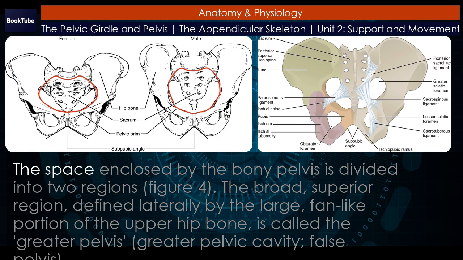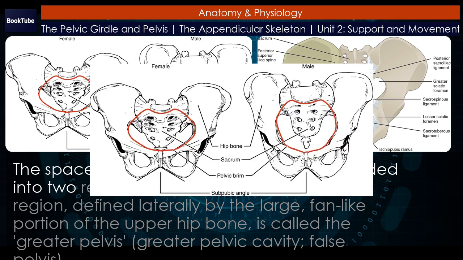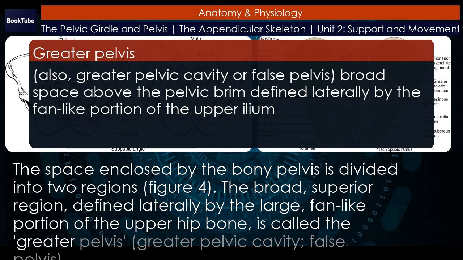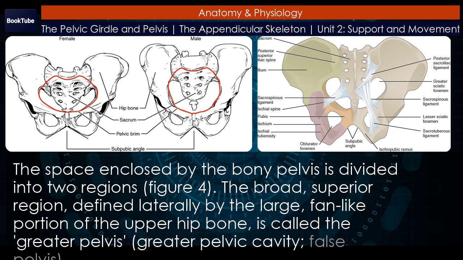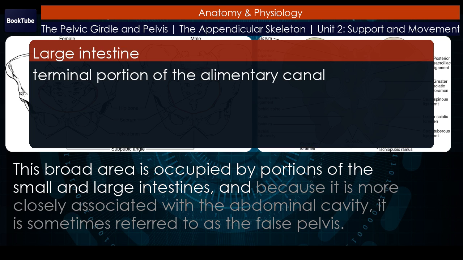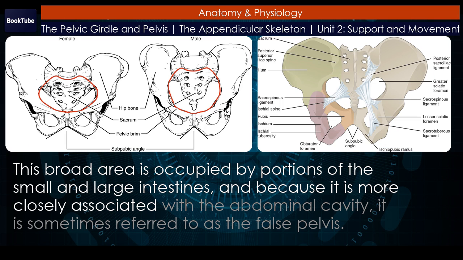The space enclosed by the bony pelvis is divided into 2 regions. Figure 4. The broad, superior region, defined laterally by the large, fan-like portion of the upper hip bone, is called the greater pelvis, greater pelvic cavity, or false pelvis. This broad area is occupied by portions of the small and large intestines. And because it is more closely associated with the abdominal cavity, it is sometimes referred to as the false pelvis.